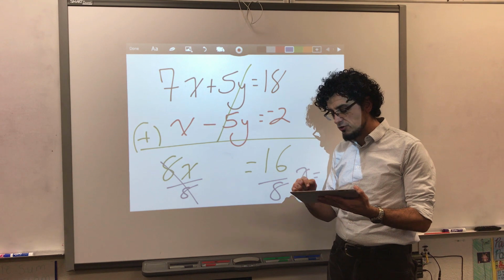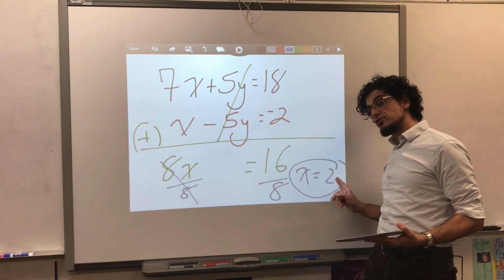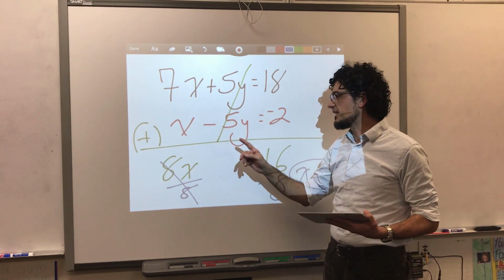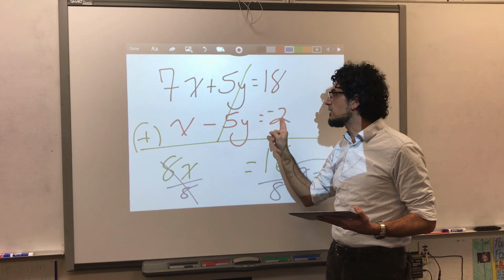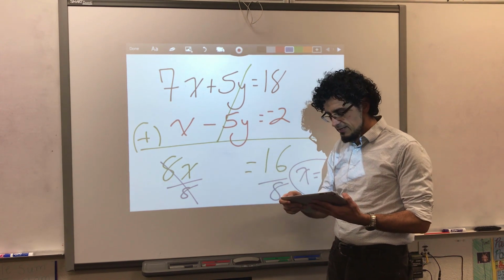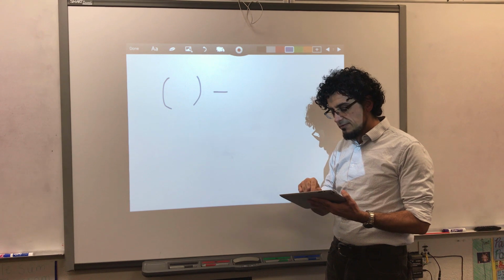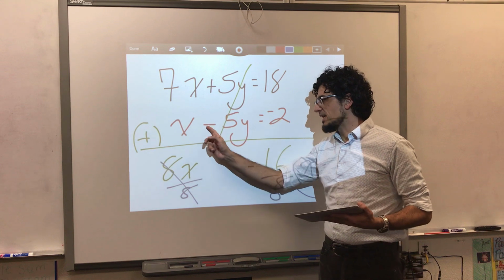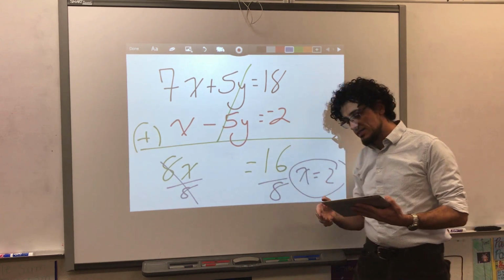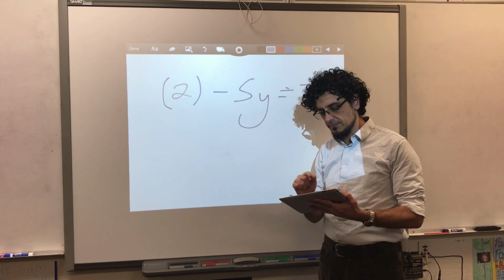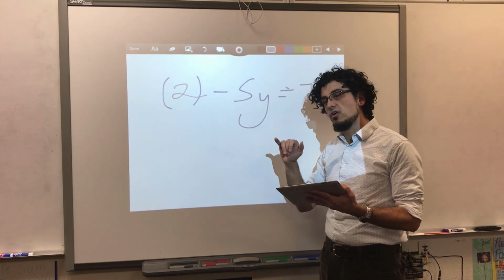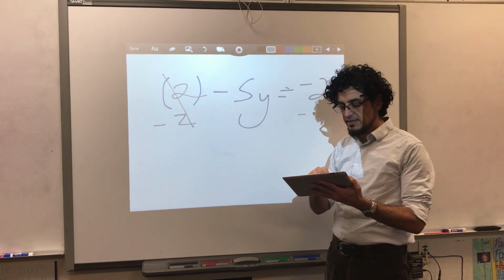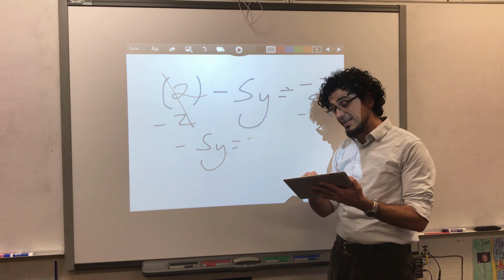Now that x is equal to 2, I'm going to plug 2 back into one of these two equations. Let's say I plug it into x minus 5y equals negative 2. I could do that one. So x minus 5y equals negative 2, and if x is positive 2, I'm going to plug that in. Now I'm looking at 2 minus 5y equals negative 2. I'm going to subtract 2 from both sides, giving me negative 5y equals negative 4.